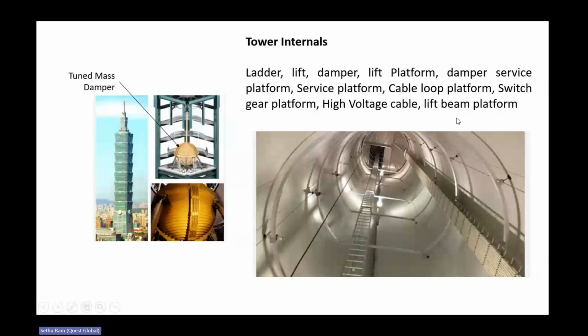And I told you, inside this tower, the damper will be there, right? Two kinds of dampers are there. Previously, we used the tuned mass damper. The tuned mass damper looks like this. I will explain the working principle of the tuned mass damper in one minute.